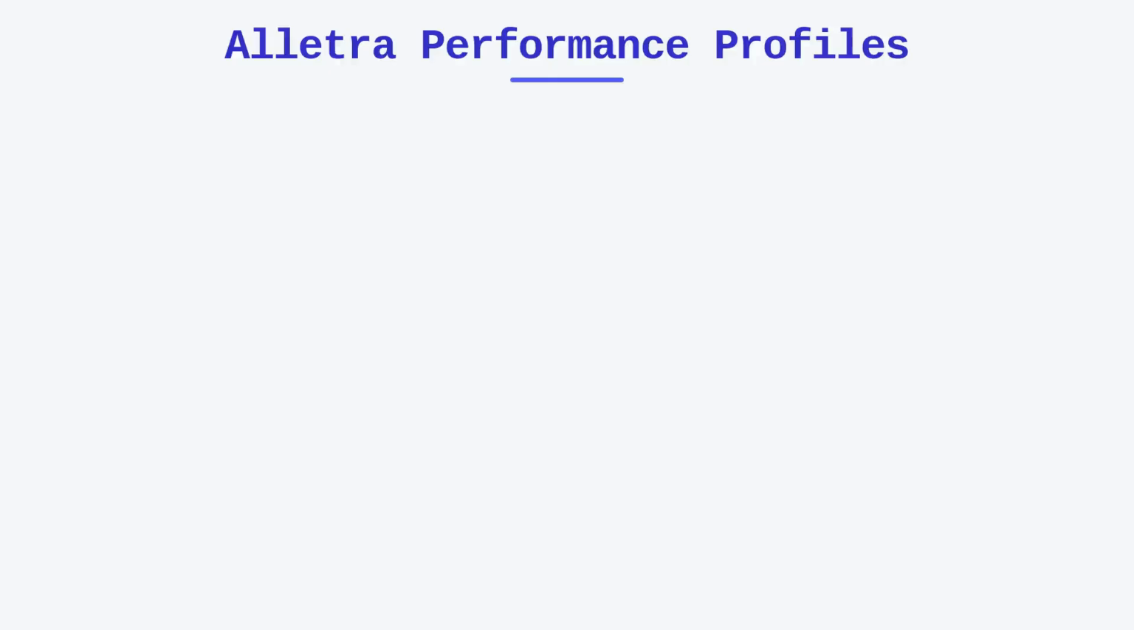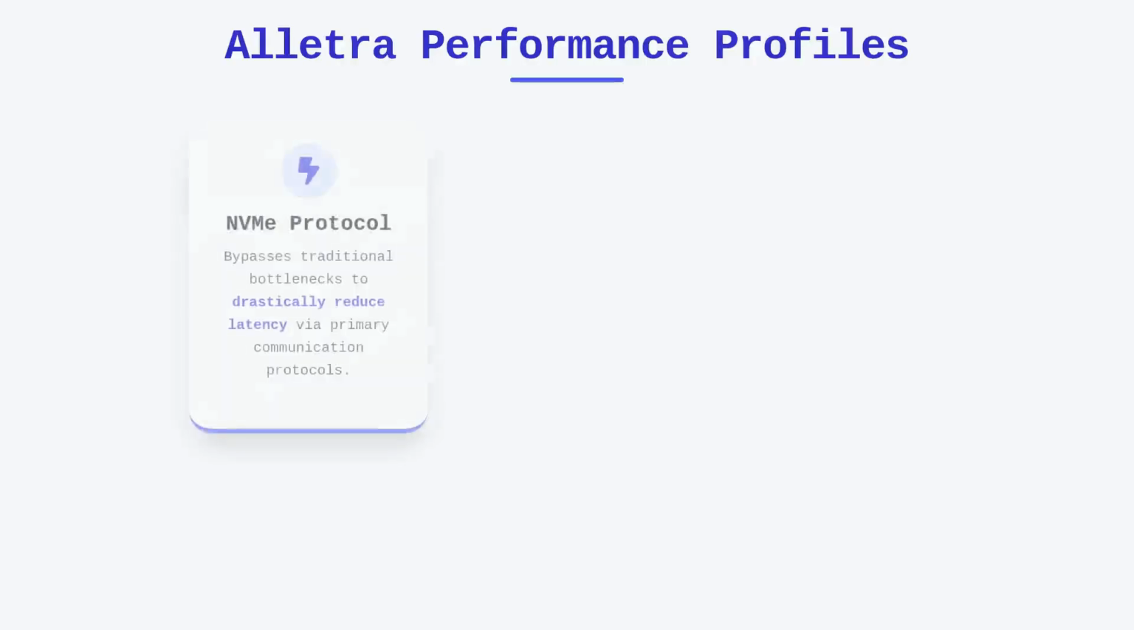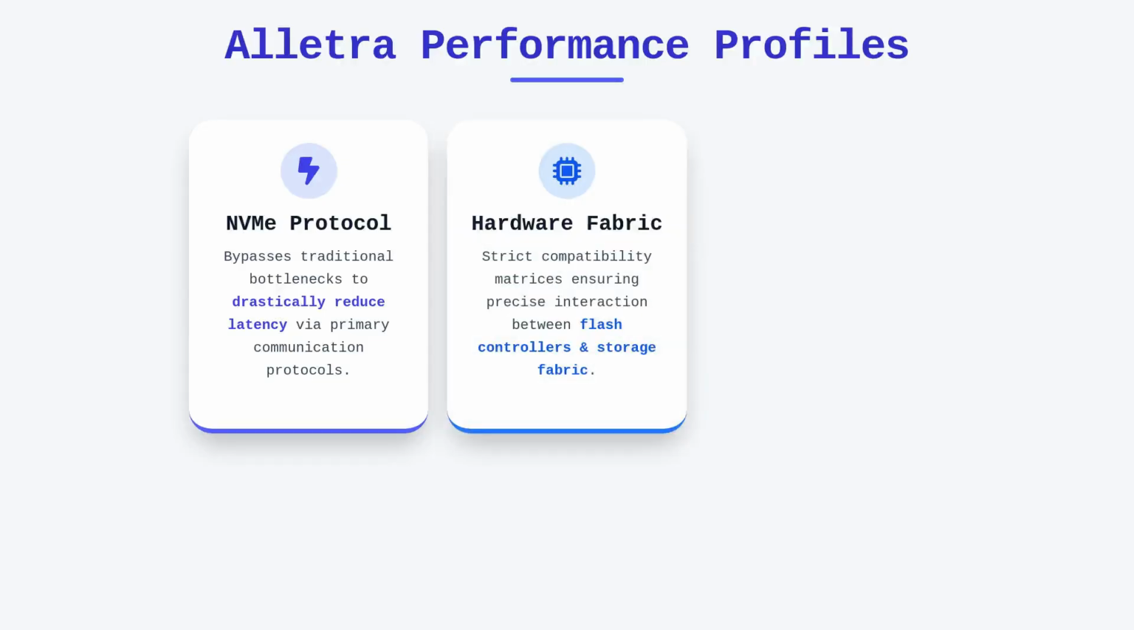Understanding the performance profiles of Alletra requires a deep dive into the integration metrics and resource algorithms. These systems leverage non-volatile memory express as the primary protocol for communication, which significantly reduces latency by bypassing traditional bottlenecks inherent in older storage architectures. The hardware compatibility matrices are quite strict because the performance gains rely on the precise interaction between the flash media controller and the underlying NVMe storage fabric.